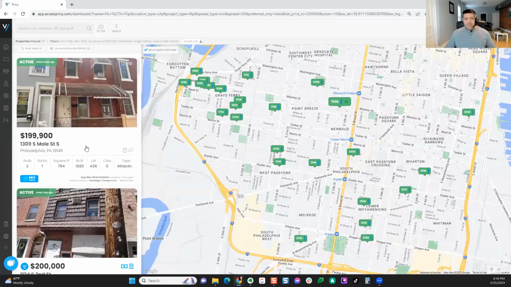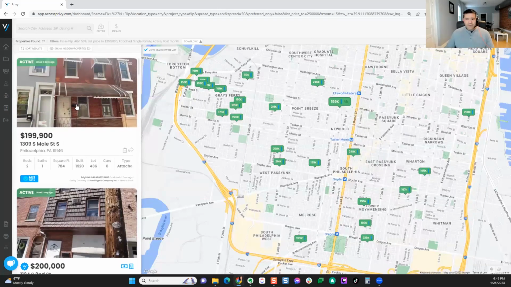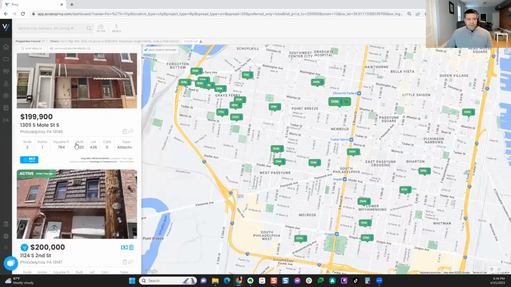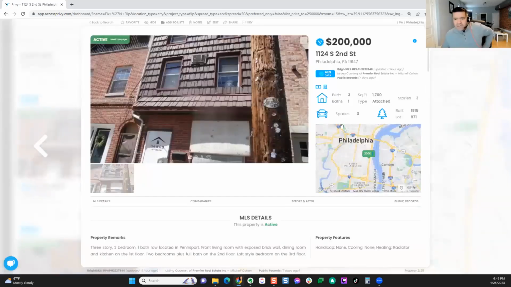So let's look at some of these properties that popped up that we identified as deals, right? So what we're comparing is the price of the house to the price of the comps. And if there's comps that are over about 400,000 for this house, that's why we flagged it as a potential deal, right? Because we said 50%. So this one right here, it's 200 grand, 1760 square feet.